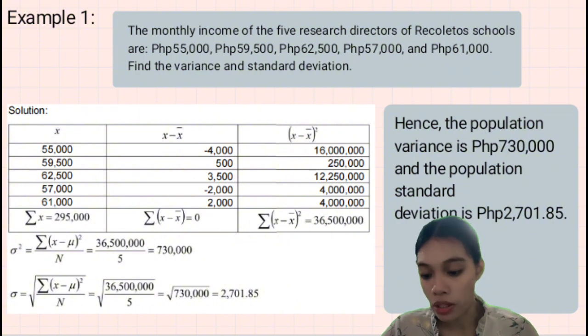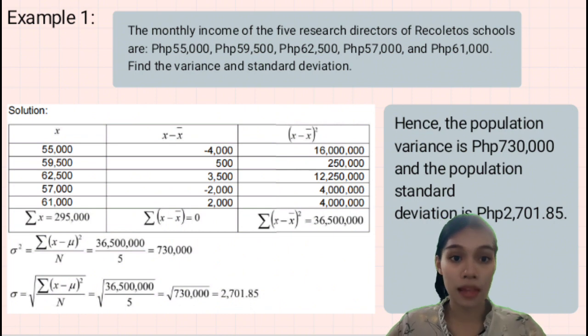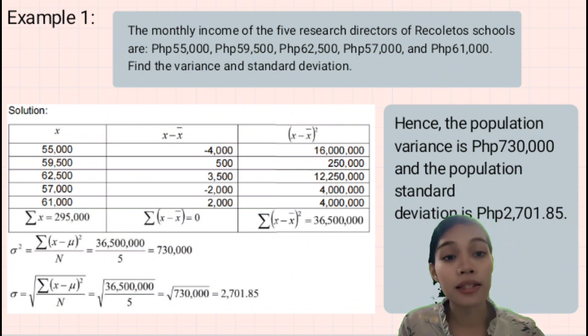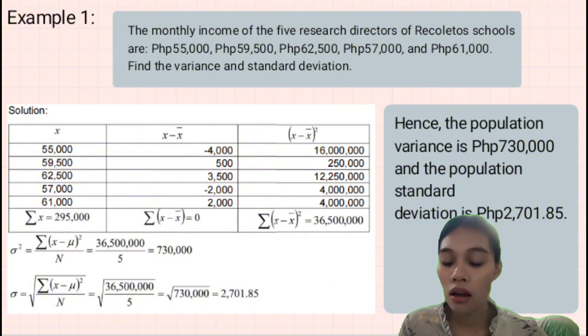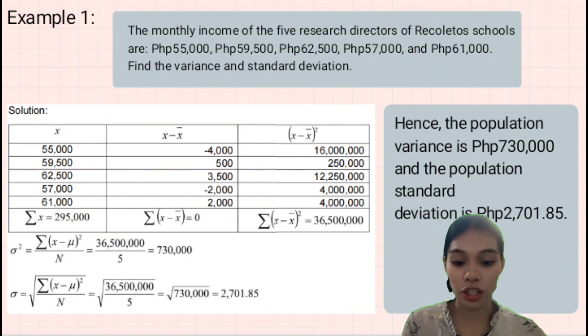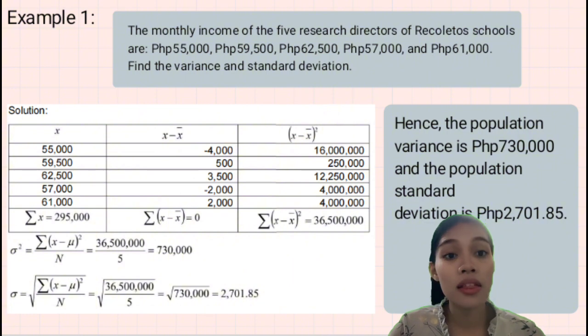55,000 minus 59,000 is negative 4,000. For the second one, 59,500 minus 59,000 is 500. For the third value, we have 62,500 minus 59,000, which is 3,500. Next, we have 57,000 minus 59,000, which is negative 2,000. And for the last value, we have 61,000 minus 59,000, which is 2,000.